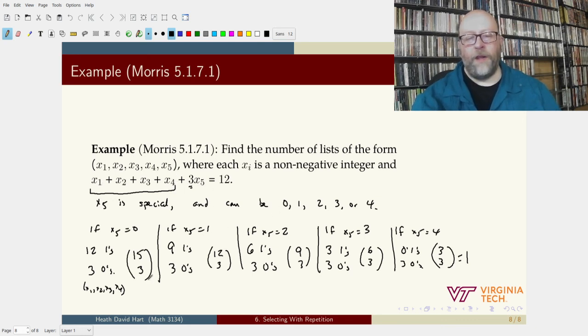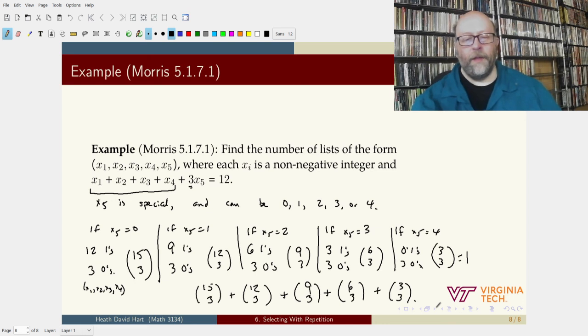And so we end up getting, from disjoint cases here, 15 choose 3 plus 12 choose 3 plus 9 choose 3 plus 6 choose 3 plus 3 choose 3. Okay? So we look at the cases of what happens for x5, because that's the unusual one here. And then the other ones, we just deal with them as is. All right?